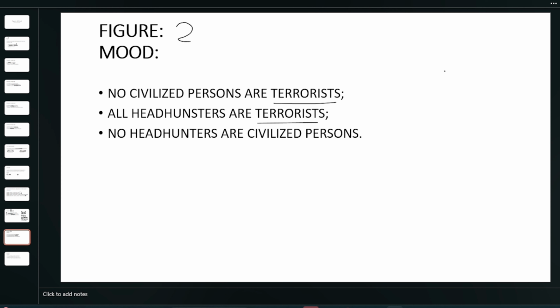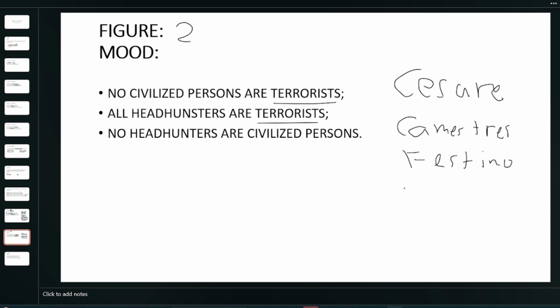I'm going to list all of the moods again so I don't get confused: Cesare, Camestres, Festino, and Baroco. So we got E since it's negative, and A since it's affirmative, and we got E as a conclusion. Therefore, the mood is Cesare.